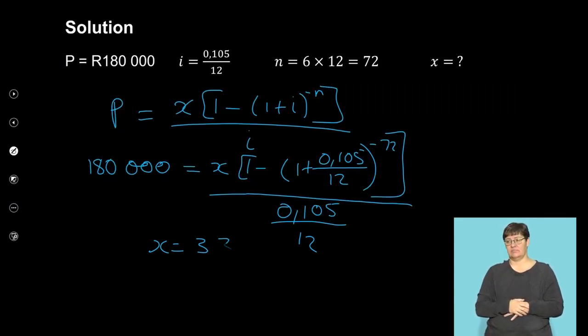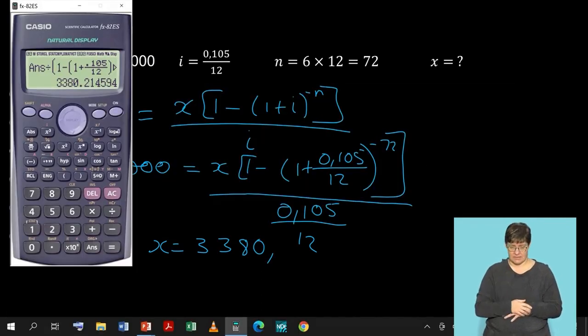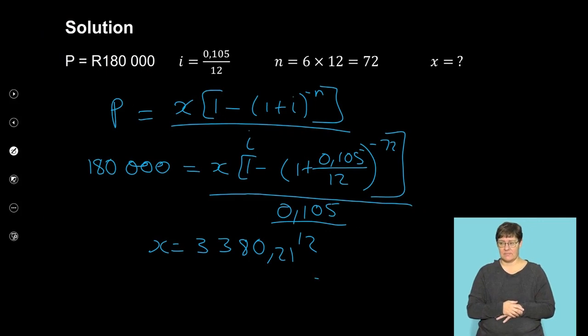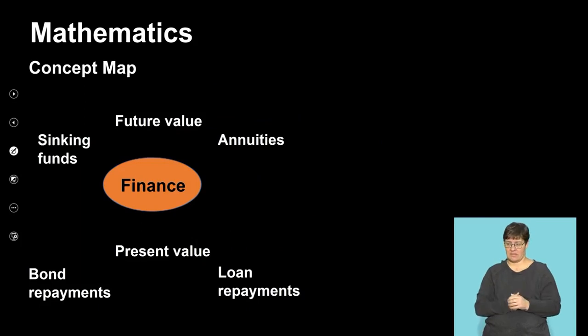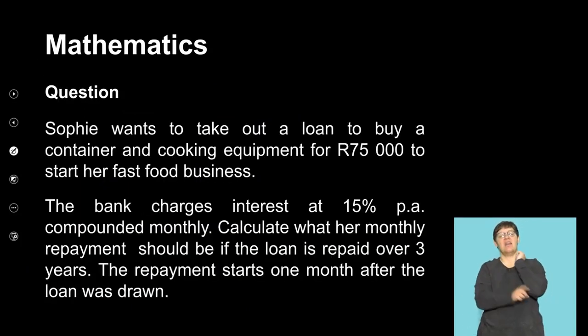Yes, 3,380. And how many cents is this? 21 cents. All right, so that will be the monthly payment. So you will then conclude, therefore, the monthly payment is... you are more than welcome to do that because it's financial maths. So the last question that we're going to look at for now will be this one.